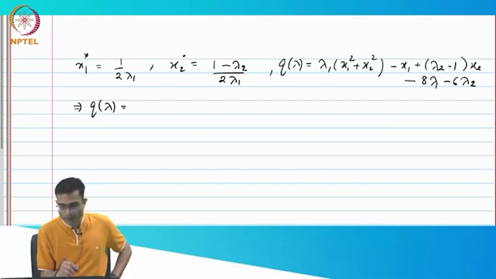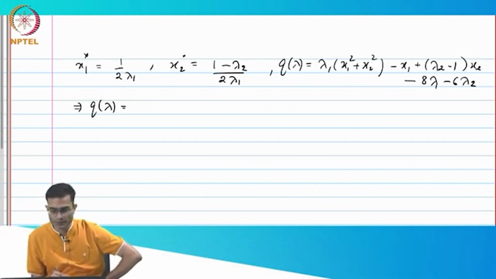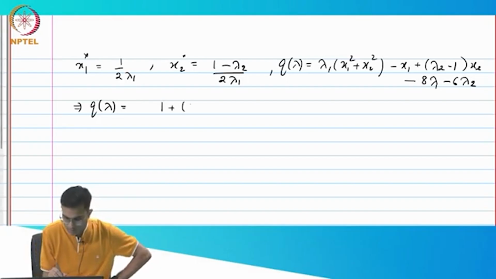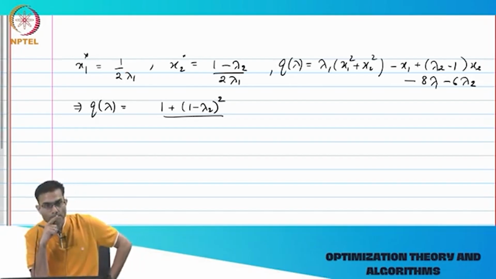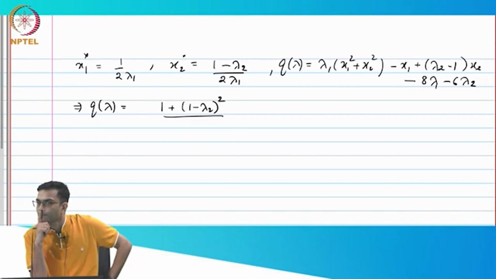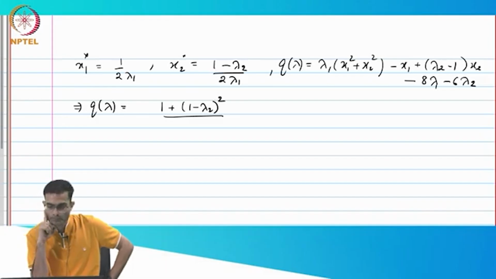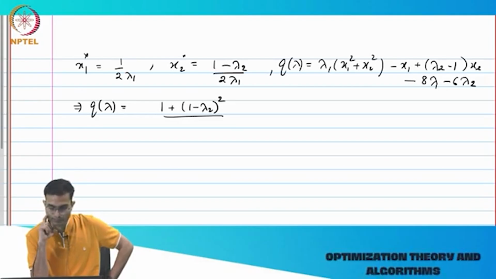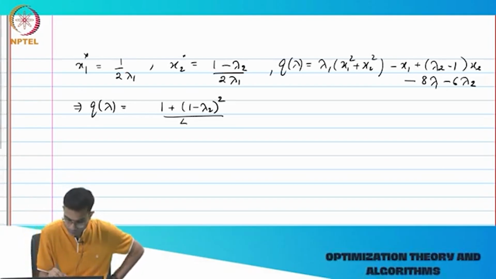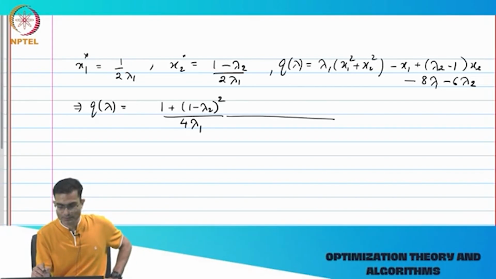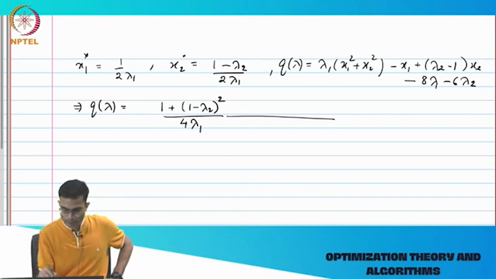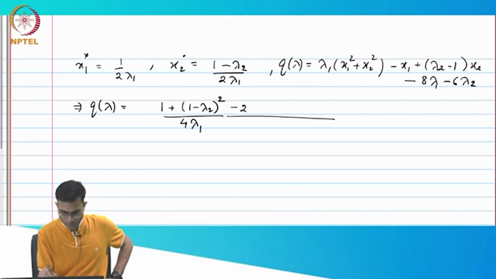So when I put x1 squared plus x2 squared, I substitute this, what am I going to get? 1 plus 1 minus lambda 2 whole squared. What about the denominator? What is the denominator? 4 lambda 1. That's the first two terms. Okay. And then I want to keep 4 lambda 1 as a common denominator. So minus x1 will become minus 2.